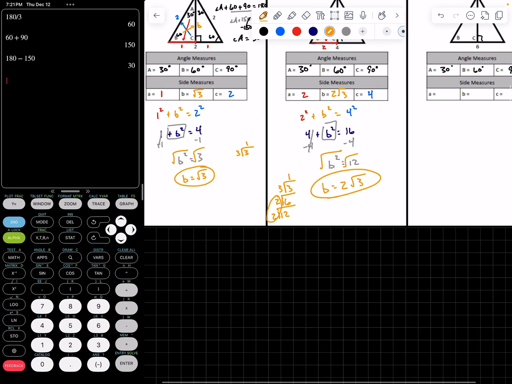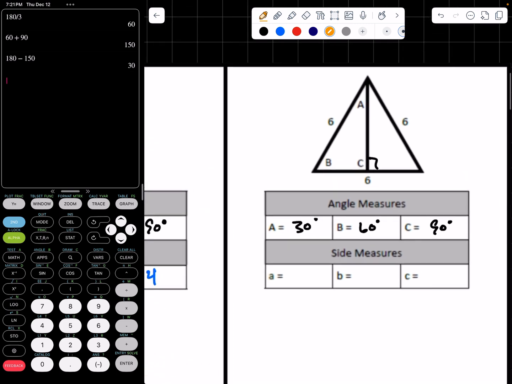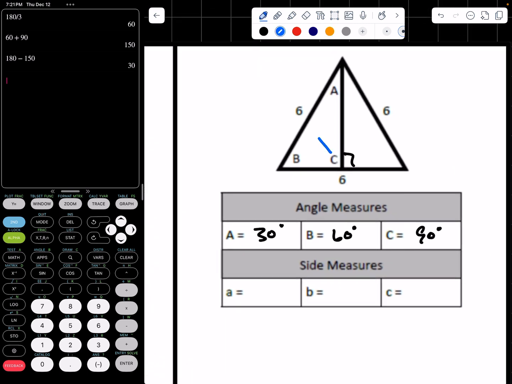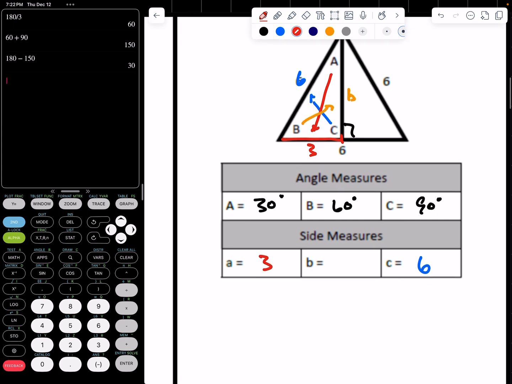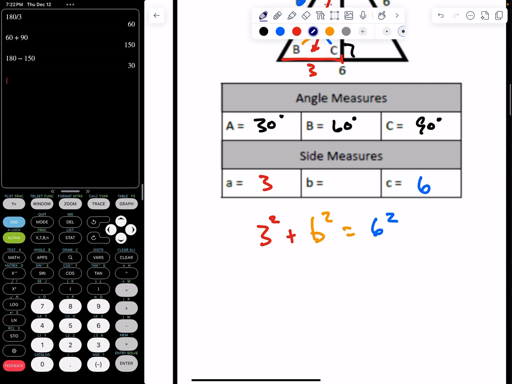I'm starting to see a little bit of a pattern. I do want to confirm this before I go on ahead and say that this is the rule I'm going to follow. So across from C is 6. Across from A is going to be half of 6, which is in fact 3. And then I'm going to solve for B. So I have 3 squared plus B squared equals 6 squared. When I work this down, 3 squared is 9 plus B squared equals 36.